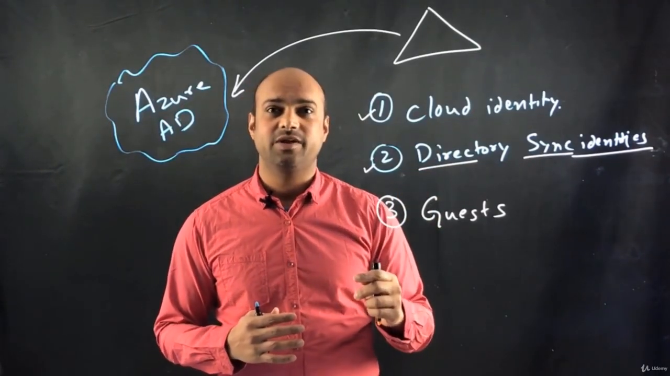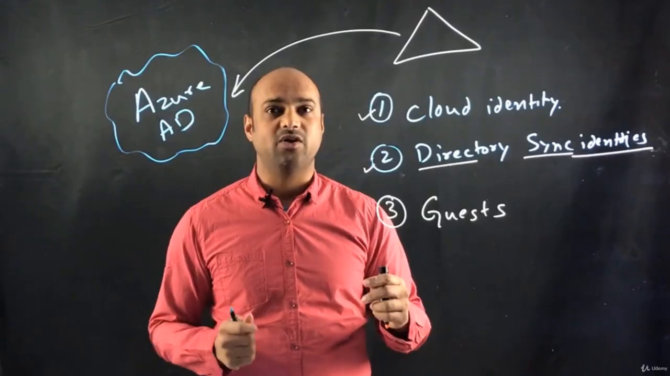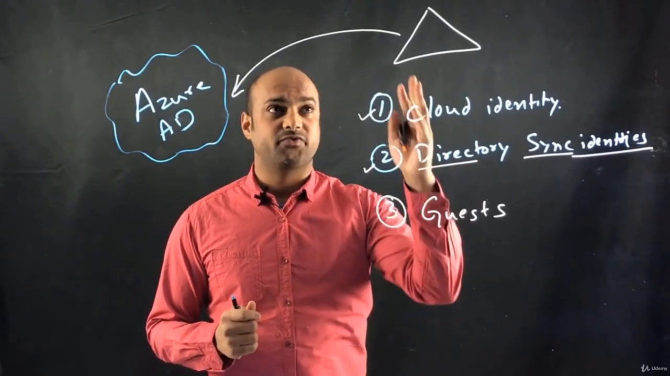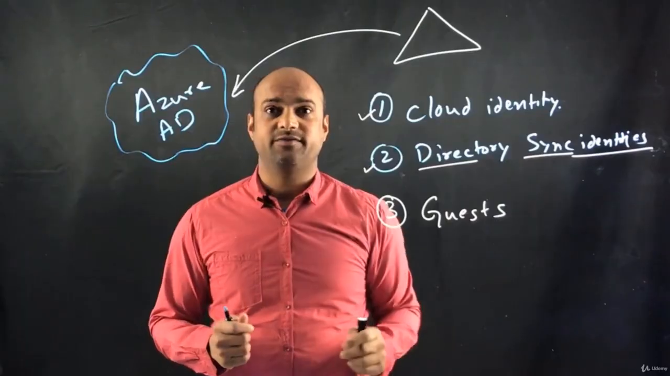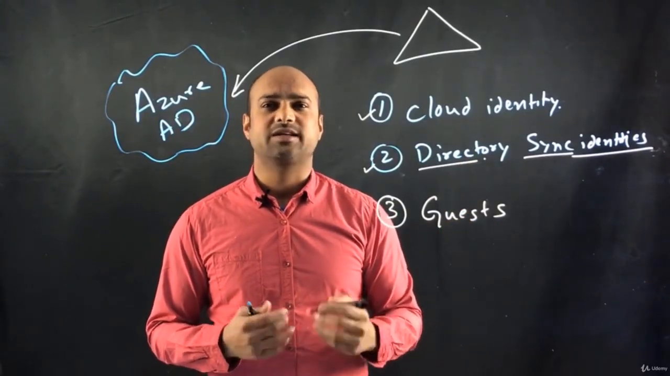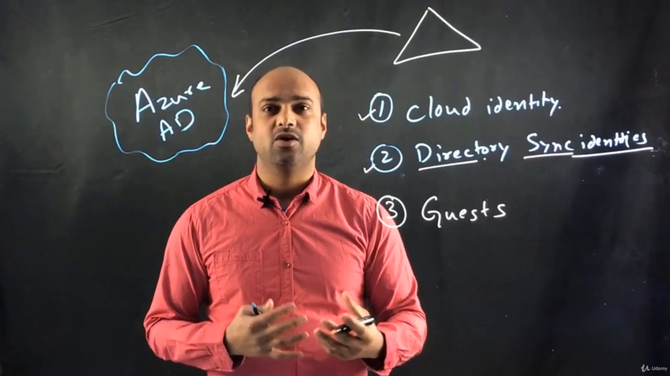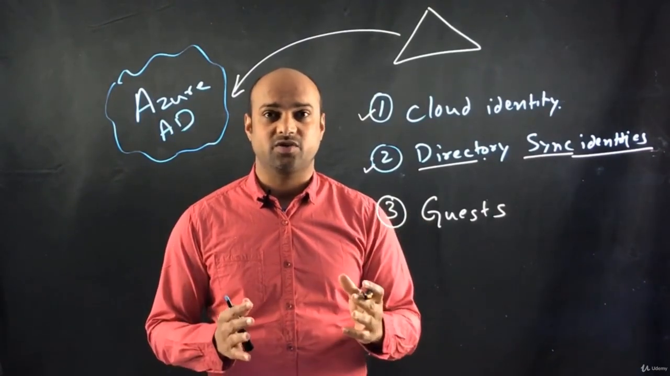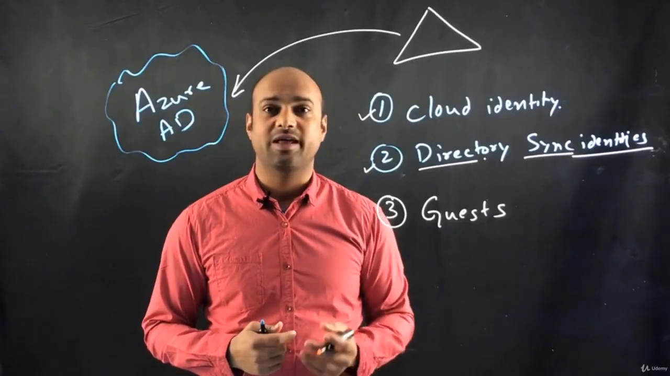To summarize, we got three kinds of user accounts. The account that is created directly in Azure is called a cloud identity. The account that gets synchronized from on-premise to Azure Active Directory is called directory sync identities, whereas external accounts or third parties or anybody who's not part of our infrastructure, when they are invited, they are called guests.